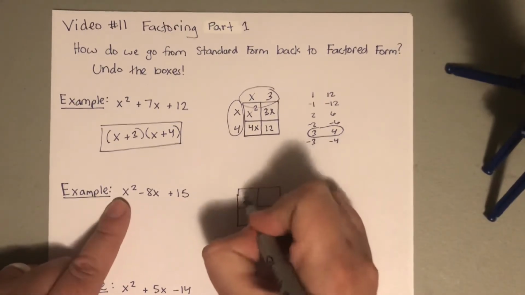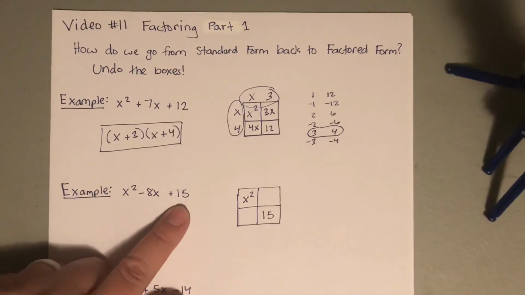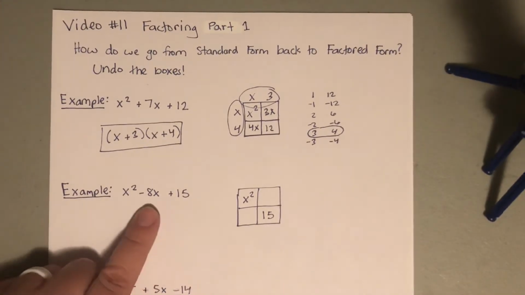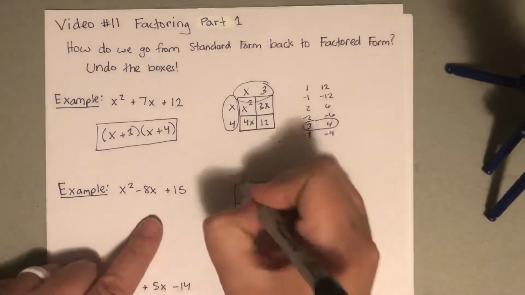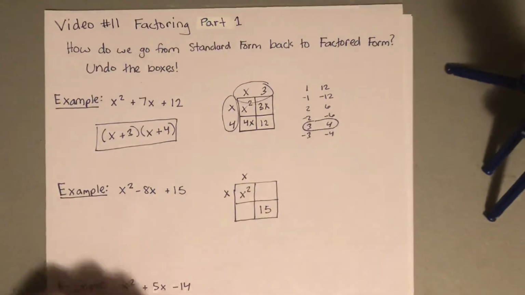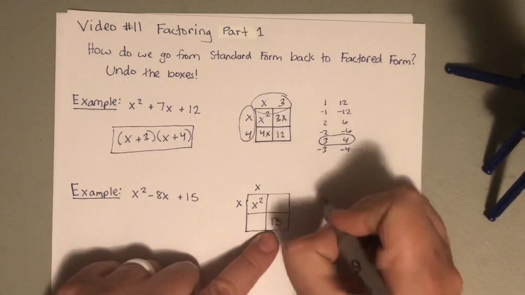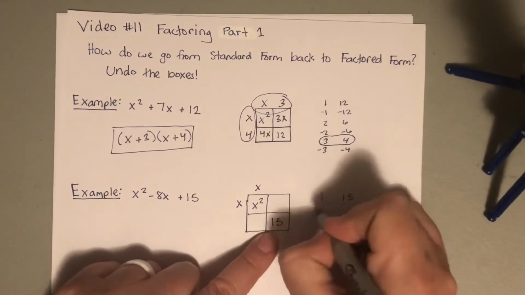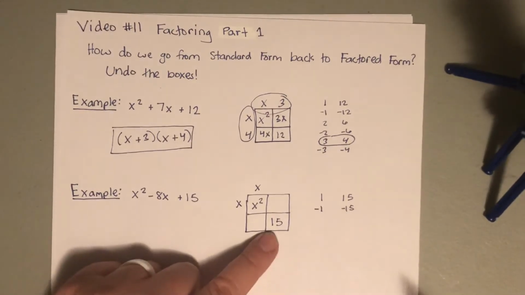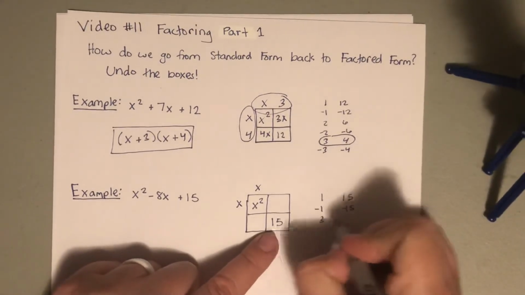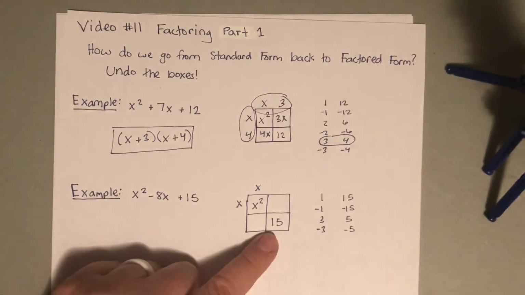And I know that x squared goes there, and 15 will go there. Now I need to figure out what is going to multiply to 15 and also add to be -8. I know that an x times x will give me the x squared there, so I know that much. Now what are some ways to get 15? I have 1 times 15, or -1 times -15 because a negative times a negative would give me a positive. Or 3 times 5 gives me 15, or -3 times -5 gives me 15.